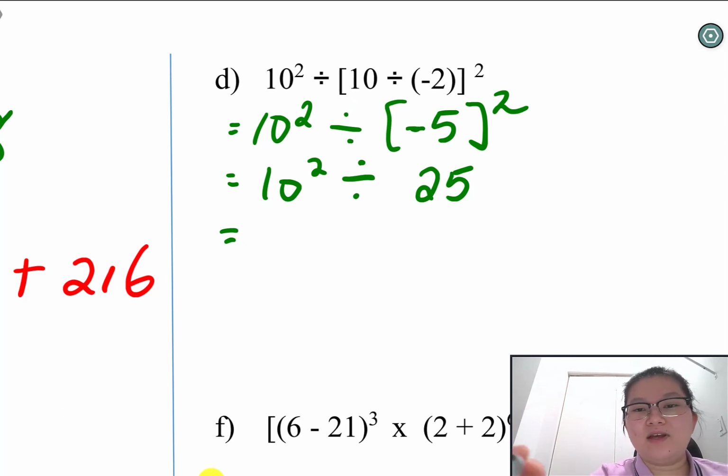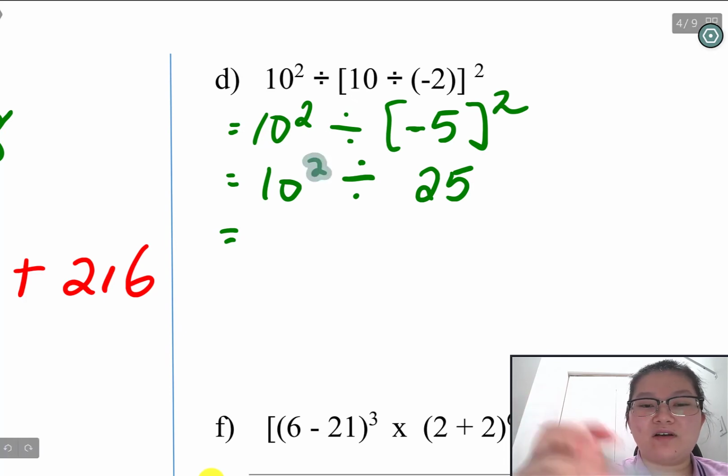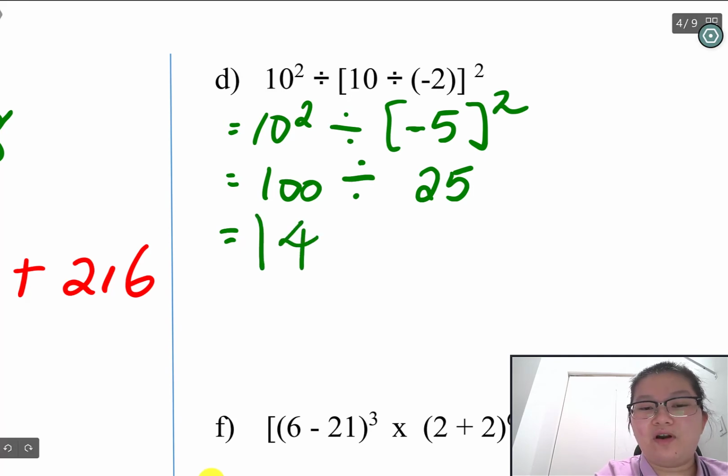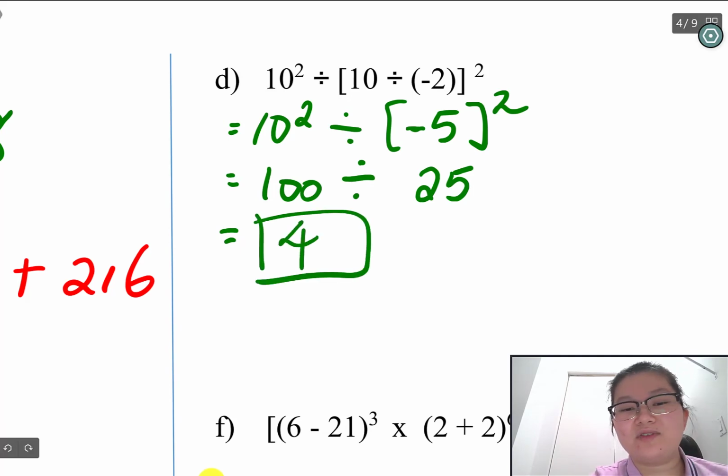Oh, and guess what? I forgot to apply this exponent. Even if I did it earlier, oh, right, I would have done it here. So that's just 100, okay? So that's 100 divided by 25 gives us 4 as our final answer, no negatives.